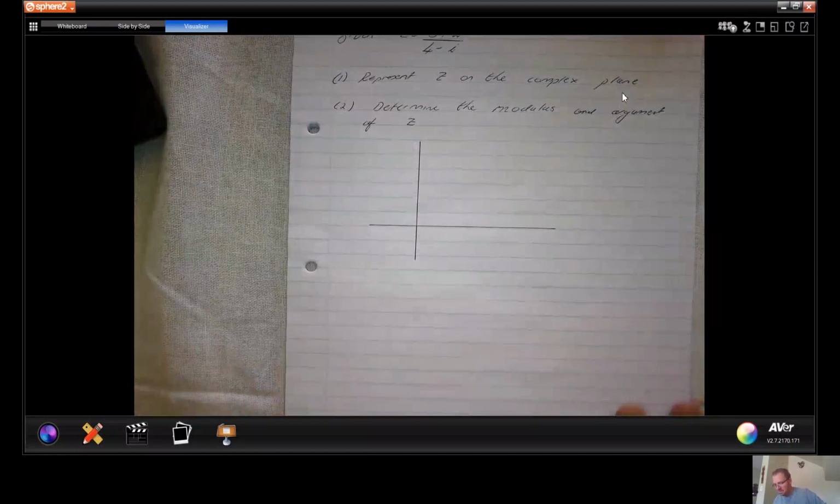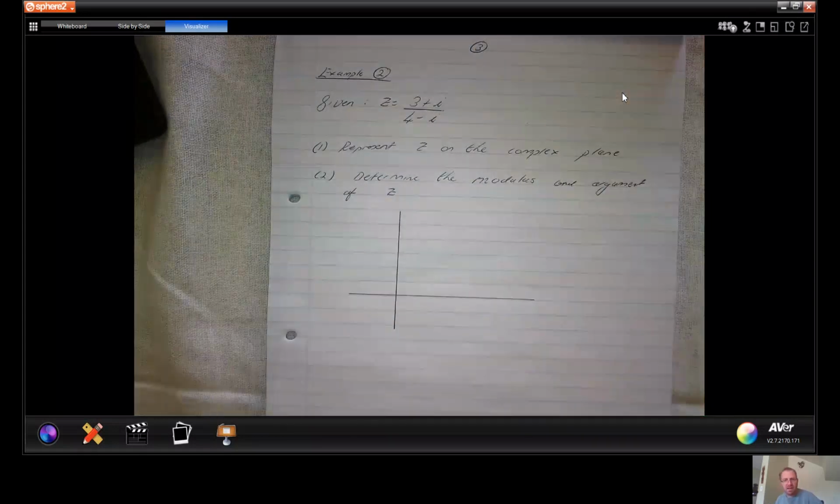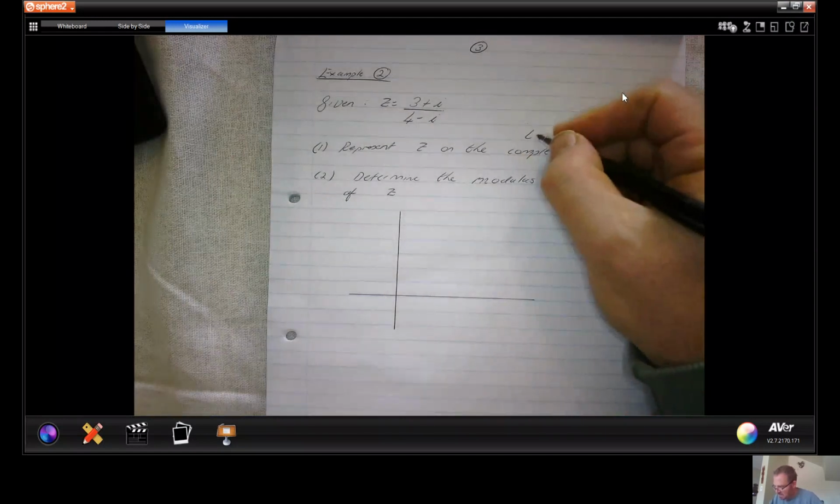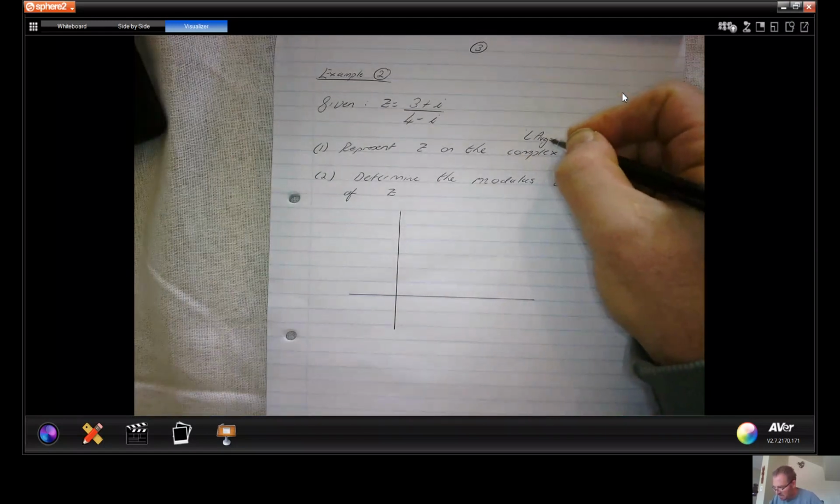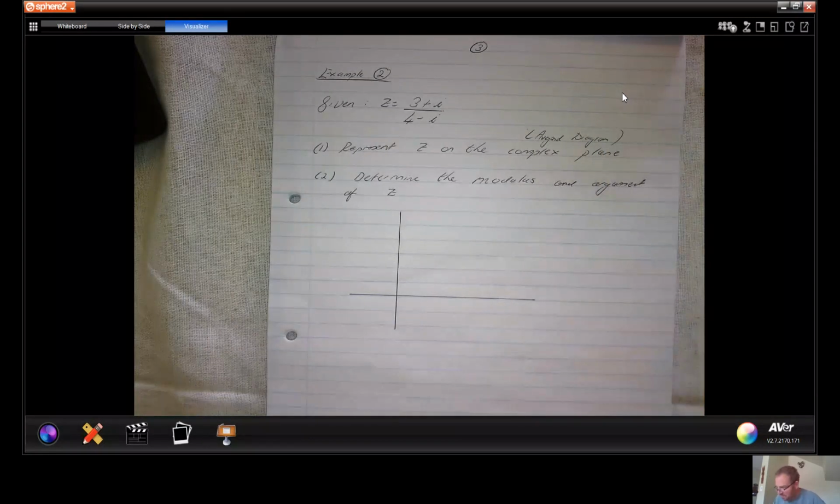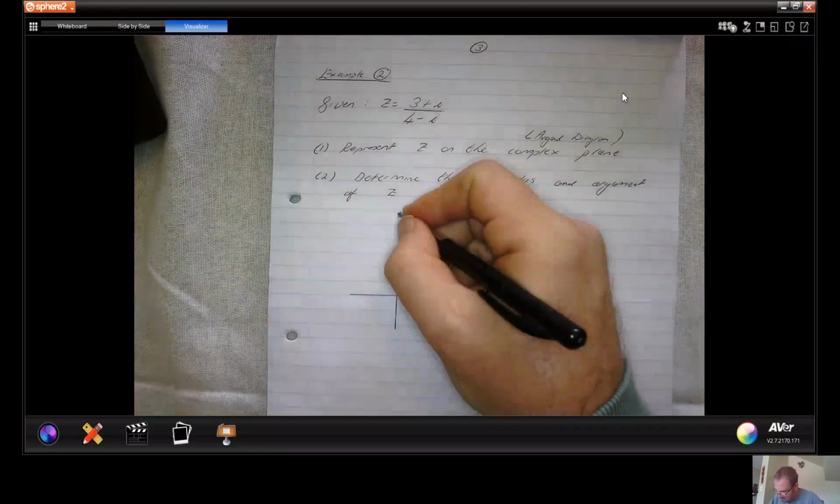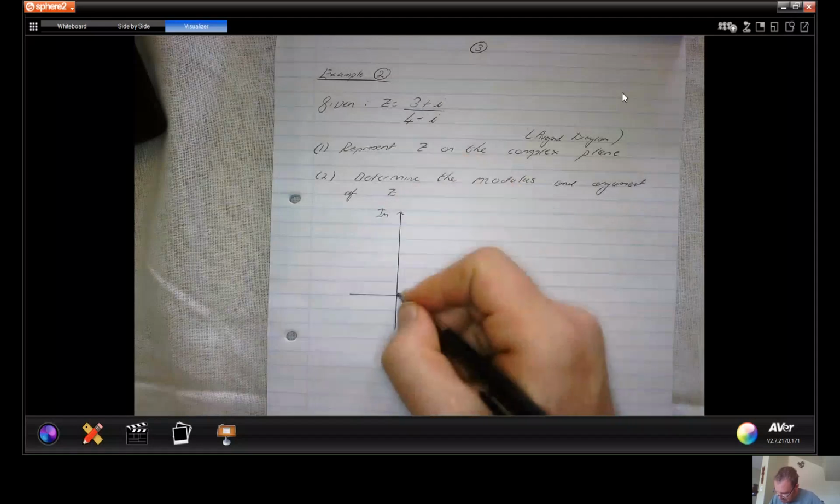Okay. Right. So the next question says, given z is equal to 3 plus i over 4 minus i, represent z on the complex plane. In other words, that's the same thing as saying represent z as an Argand diagram or an Argand plane. Argand was a French mathematician. Okay. Right. So if I'm drawing something on the complex plane, my axes are going to be the real axis and the imaginary axis.